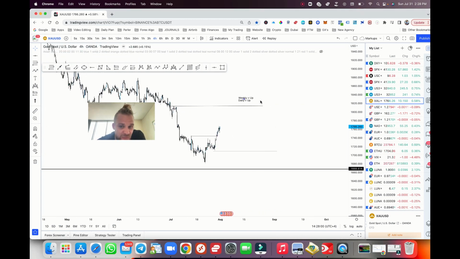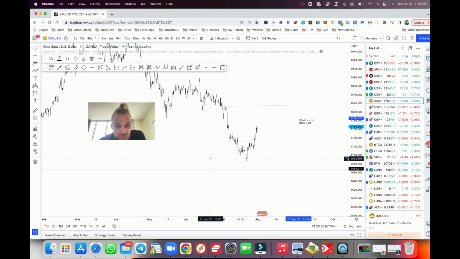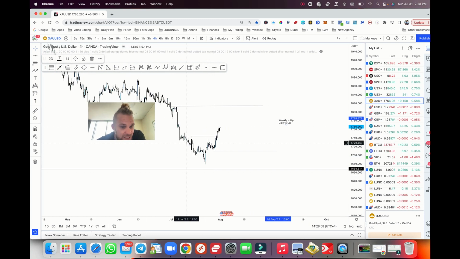So I like to keep them there, just as reference, because then if we get down to a zone like this and we see a big breaker structure in a big potential reversal zone where there's a lot of liquidity in the market, I'll potentially risk more. But that's for a different video.